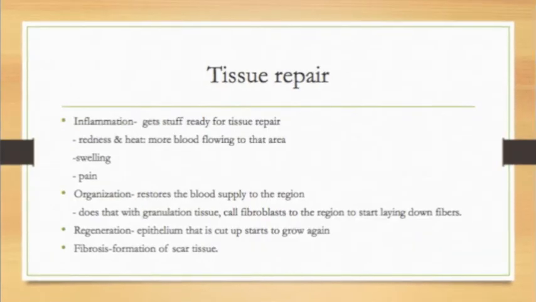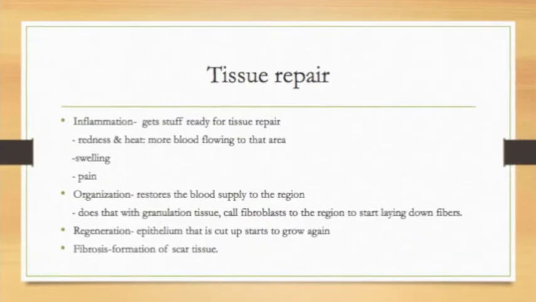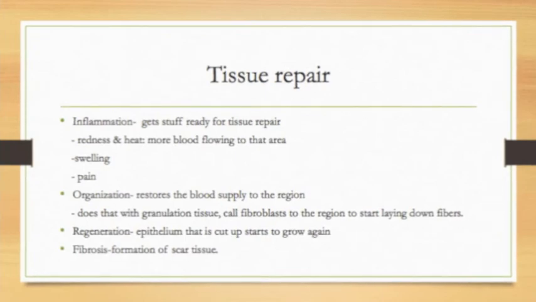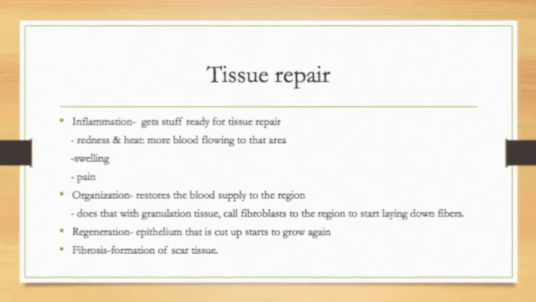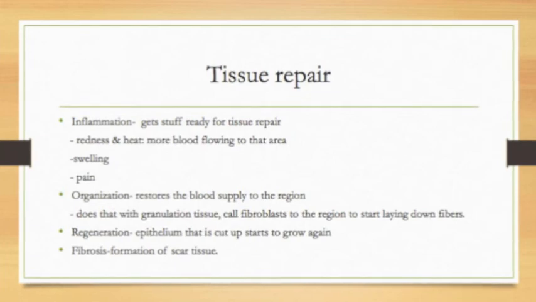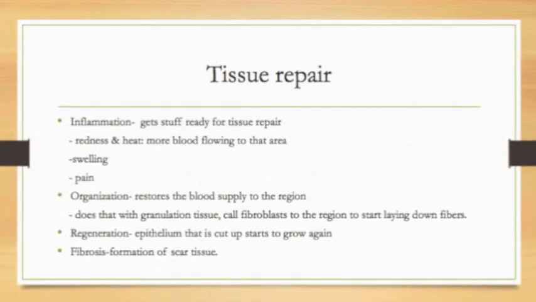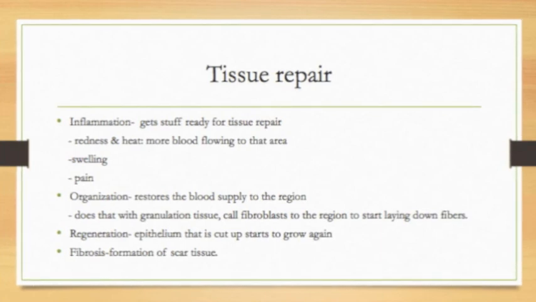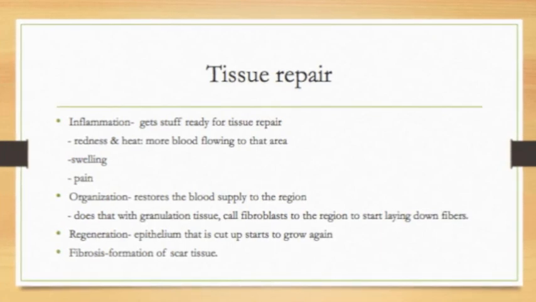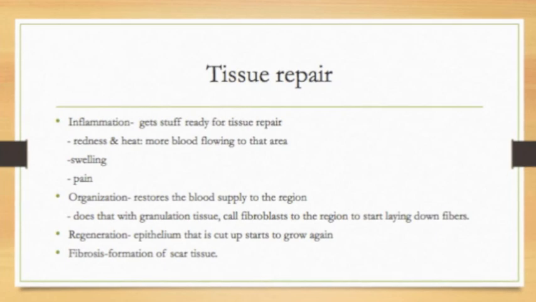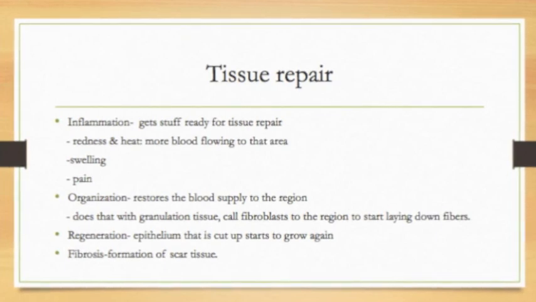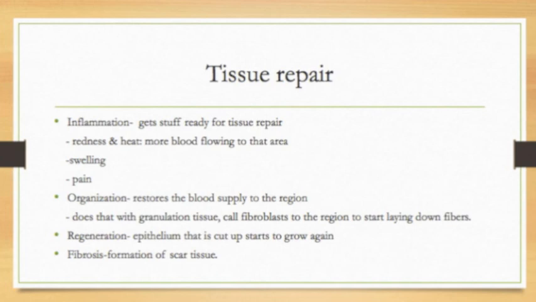Inflammation gets stuff ready for tissue repair. There's redness and heat, which means more blood is flowing to that area. It produces swelling and pain. Then there's organization, which restores the blood supply to that region. It does this with granulation tissue. It calls the fibroblasts to the region to start laying down fibers. Regeneration is epithelium that is cut up starts to regrow again, and fibrosis is the formation of scar tissue.